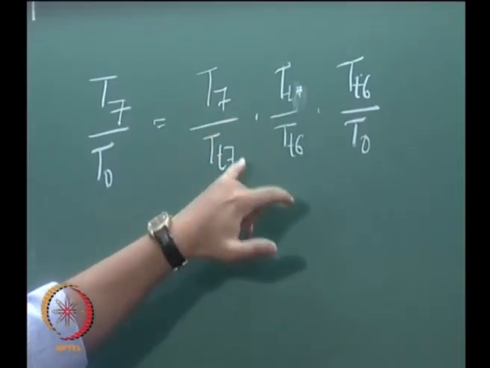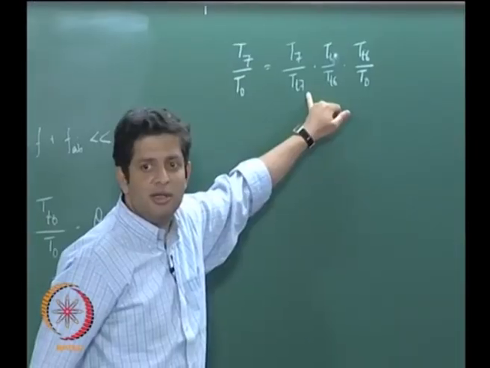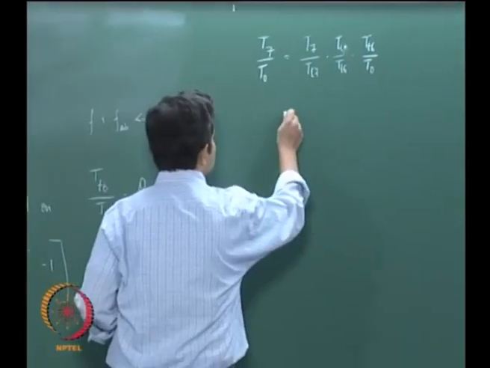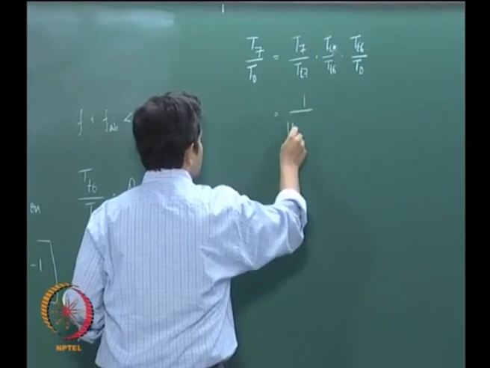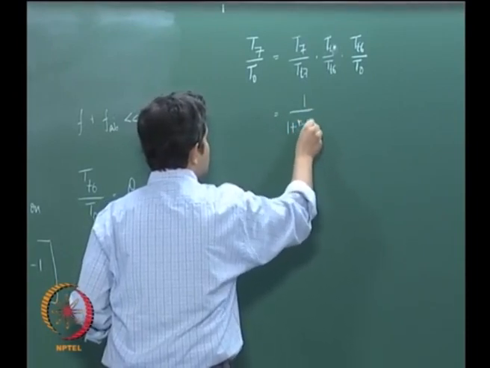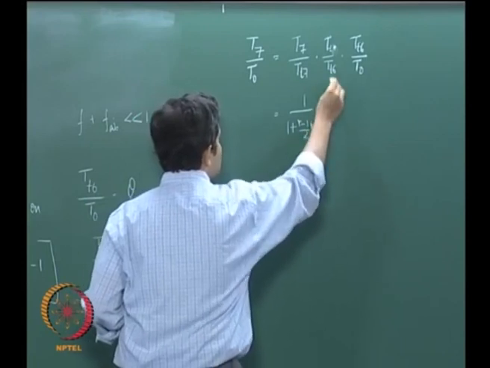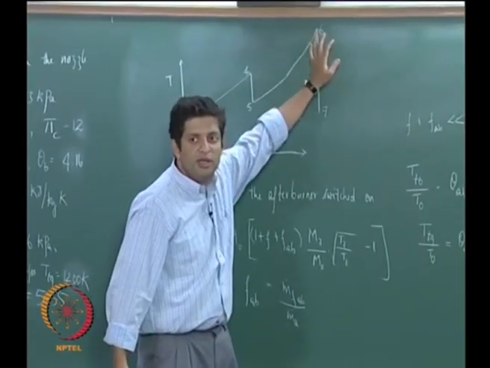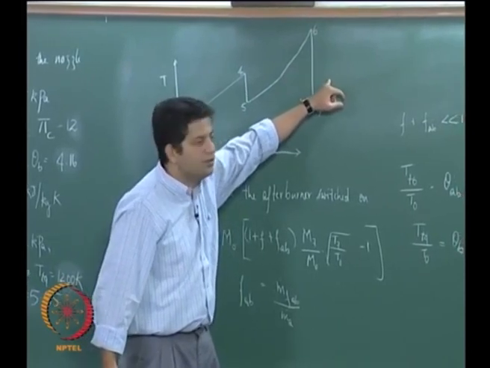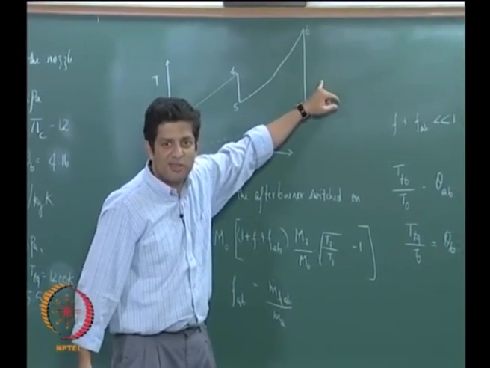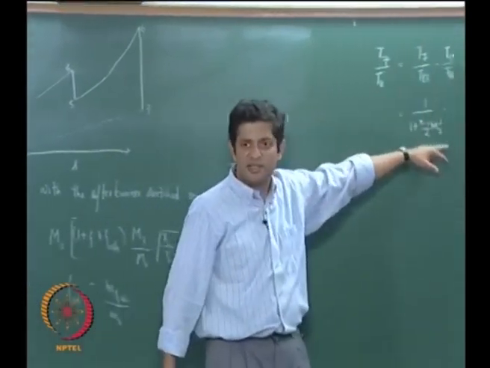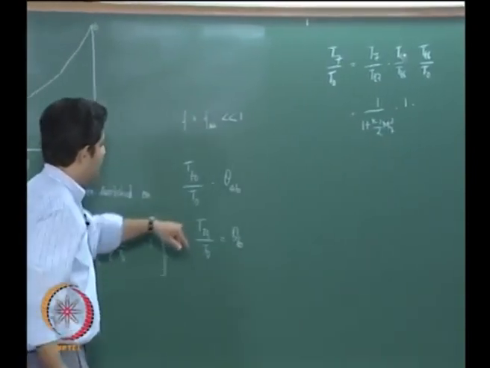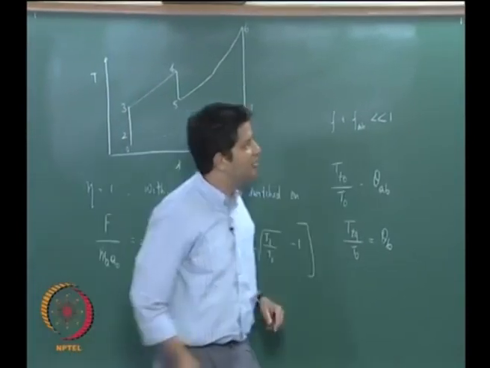What is T7 by TT7? It is the ratio of static to stagnation, so I can express this in terms of Mach number. This would be 1 by 1 plus gamma minus 1 by 2 M7 square. What is TT7 by TT6? This is flow through the nozzle, right. We have assumed the flow to be isentropic, so the total temperature does not change. So, this is 1, and TT6 by T naught, we have defined it as theta AB.